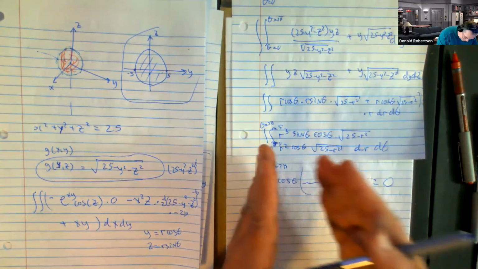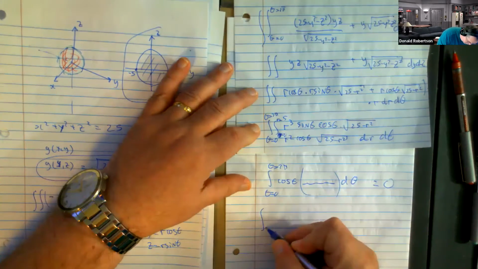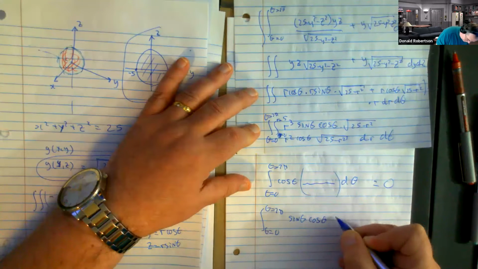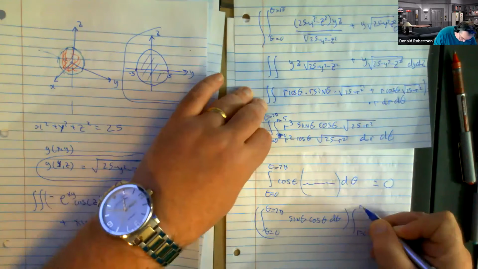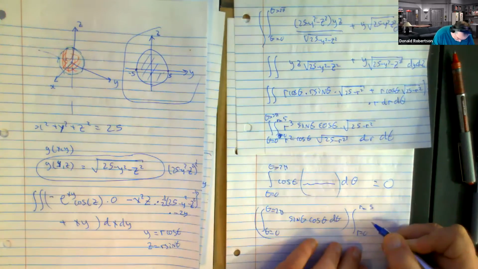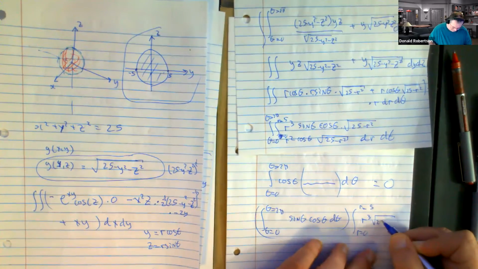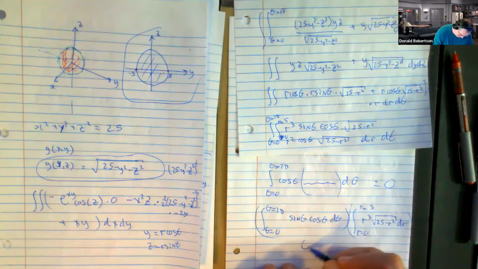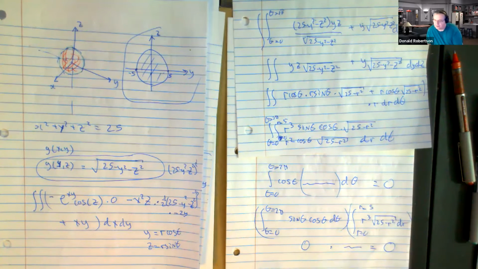Now, if you do the other one, which is this one up here, you're going to have theta equals 0 to 2 pi of sine theta cosine theta, and you're also going to have r equals 0 to r equals 5 of a really ugly integral. If you do this integral, you will get 0. So I don't care what the ugly guy is, because 0 times an ugly guy is still 0, and 2 zeros give me an answer of 0.